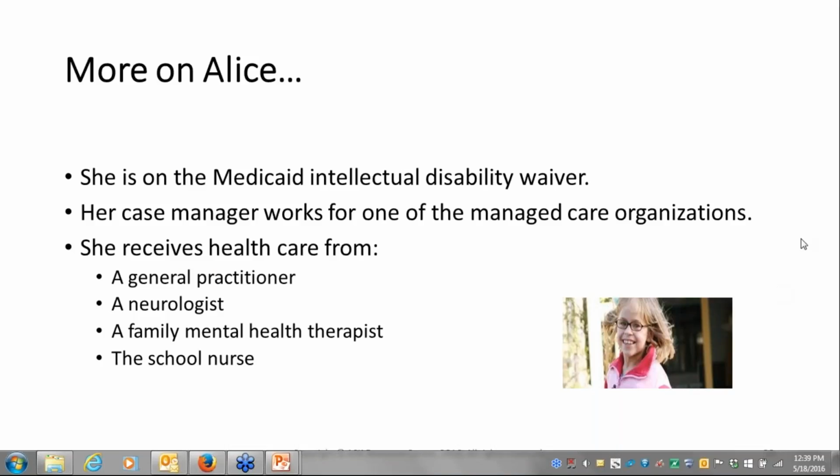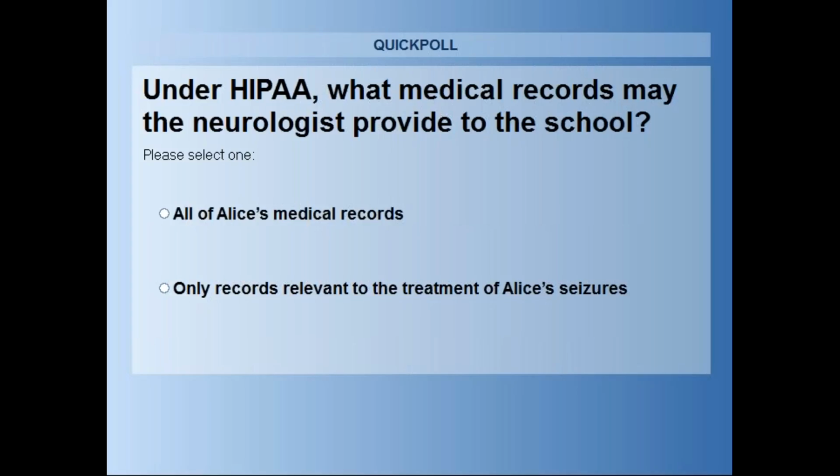All right, and our final poll for today is emergency medications at school. A lot of people have questions about this. The basic situation is the school nurse wants information about the medications she should administer if Alice has a seizure at school. Under HIPAA, what medical records may the neurologist provide to the school? A, all of Alice's medical records, or B, only those records relevant to the treatment of Alice's seizures.